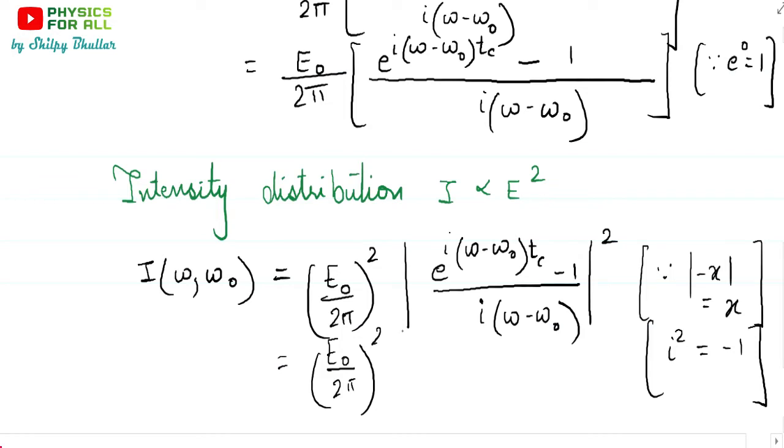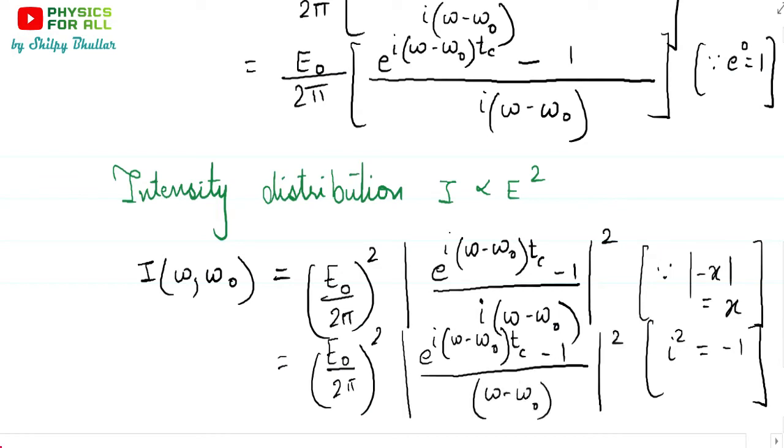So now I have just e^(iota(omega minus omega naught)d_c) minus 1 upon omega minus omega naught. This is the simplest case. We have removed one iota. We have gotten rid of this. Now let's see how we will deal with this iota present here. Let's mark this as 1 and try to solve it next.